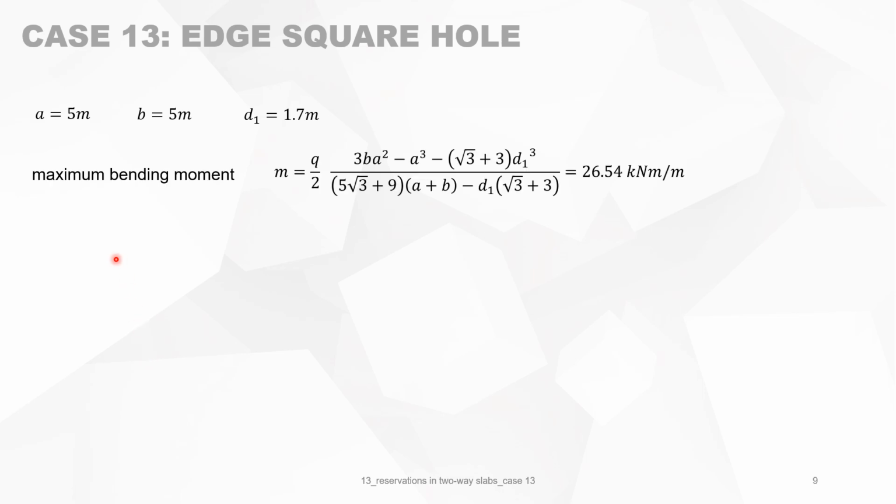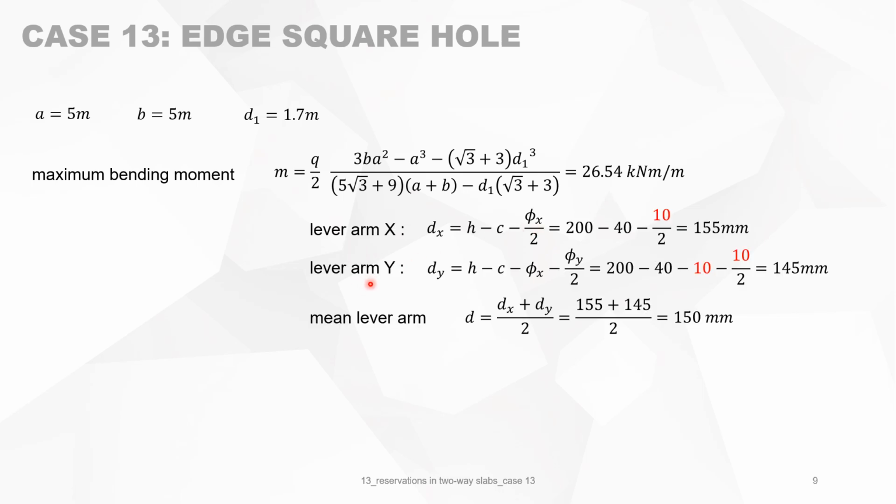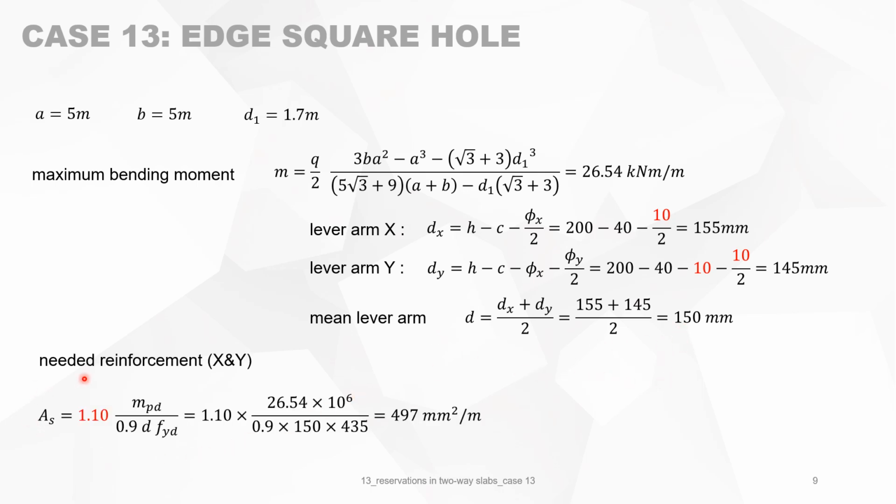We now use the values of the parameters, and use the formula of the previous slides to calculate the maximum bending moment occurring in the slab, which is 26.5 kilonewton meter per meter. We will convert this into reinforcement. We calculate the lever arm in X direction, in Y direction, and the mean lever arm is 150 millimeters. The needed reinforcement is 1.1 times the bending moment divided by the lever arm and the yield strength of the reinforcement. It gives you 500 square millimeter per meter.